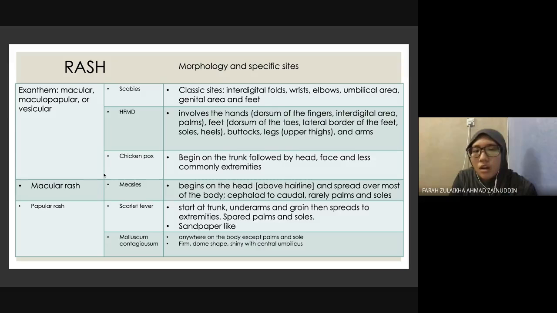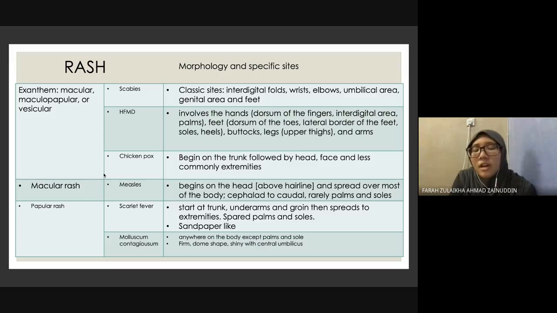If it's chickenpox, then usually it begins from the trunk area, followed by the head, face, and less commonly the extremities. And next is macular rash. So macular rash, such as measles, begins on the head, usually above the hairline, and spreads over most of the body. It means that it starts from cephalic to caudal.